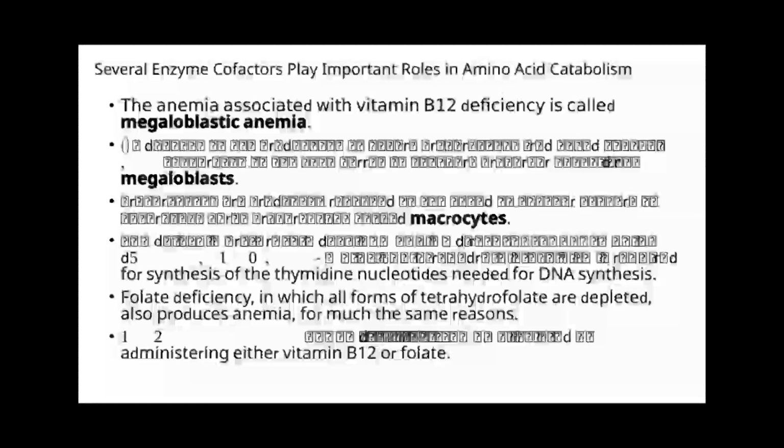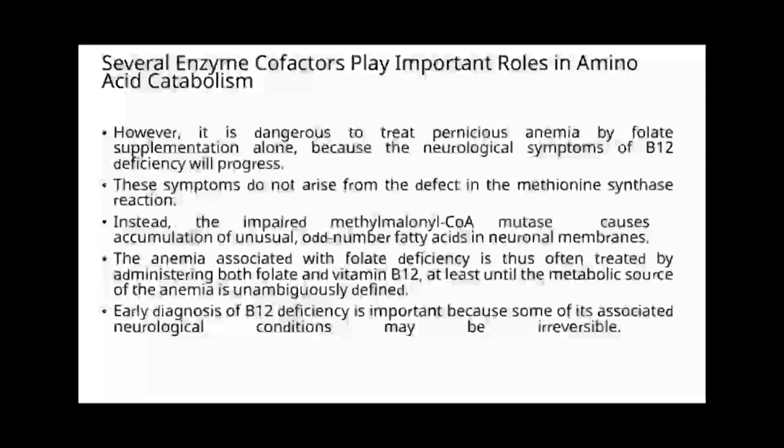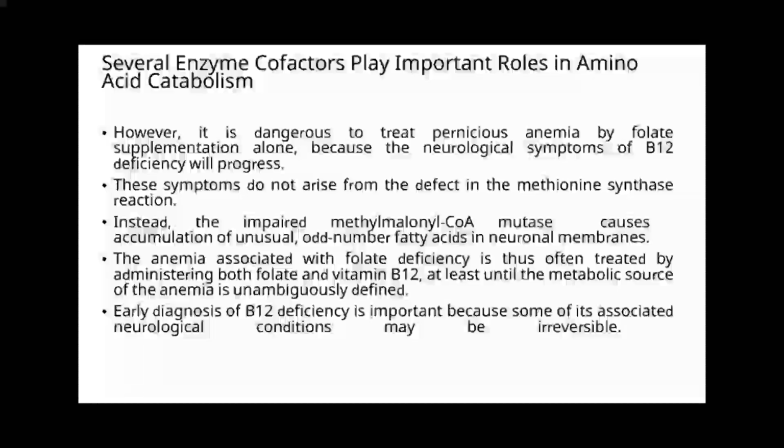Now, the good news is that symptoms of this kind of anemia can often be alleviated by supplementing with either vitamin B12 or folate. So, understanding these pathways highlights how interconnected vitamin B12 and folate are in maintaining healthy blood cell production. However, it is important to remember that treating pernicious anemia with just folate supplements can be dangerous. This is because the neurological symptoms caused by B12 deficiency tend to worsen if B12 isn't also provided.